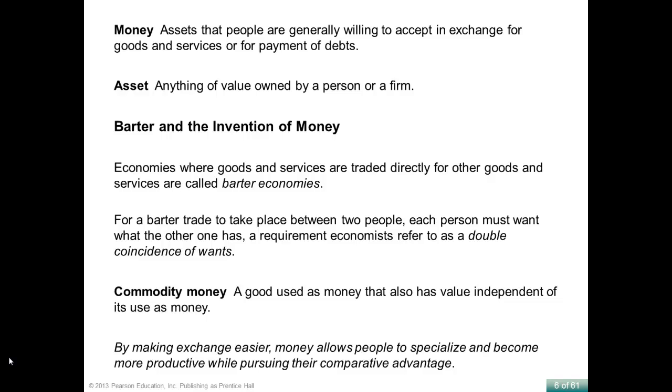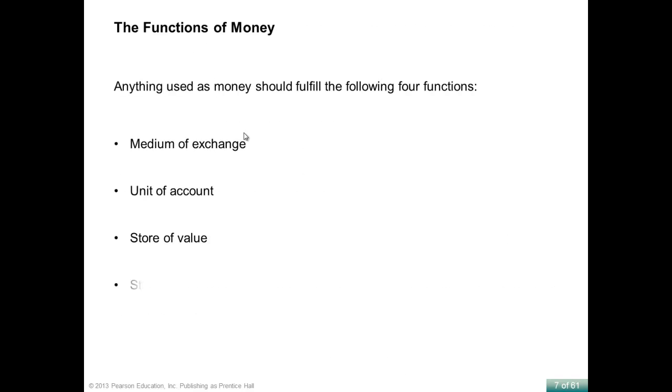Now, then we have such a thing as commodity money. It's a good used as money that also has an independent value. By making exchange easier, money allows people to specialize and become more productive when pursuing their comparative advantage. Now, if you fix cars and I dye hair, but you don't want your hair dyed, how do I get my car fixed in a barter society?